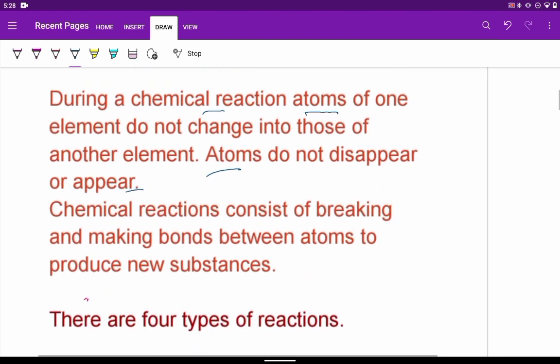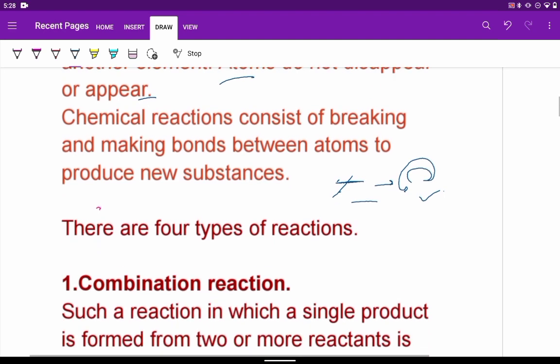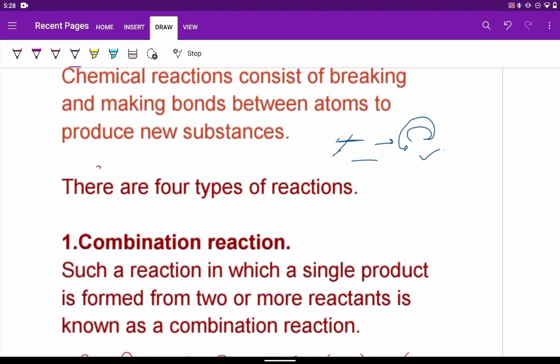During chemical reactions, first of all, there will be breaking of bonds. Already existing bonds in the reactants will break, the atoms will rearrange themselves and new bonds will be formed between the atoms again. So we get the product. And we find that there are mainly four types of reactions. Okay, so we will be dealing with them one by one.